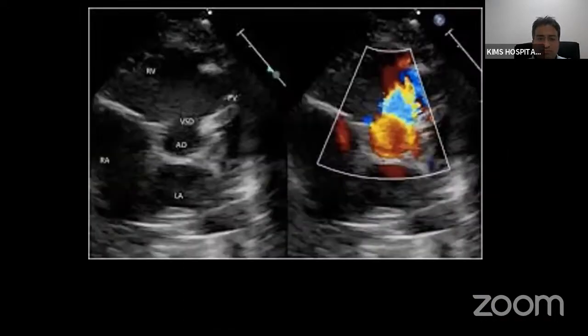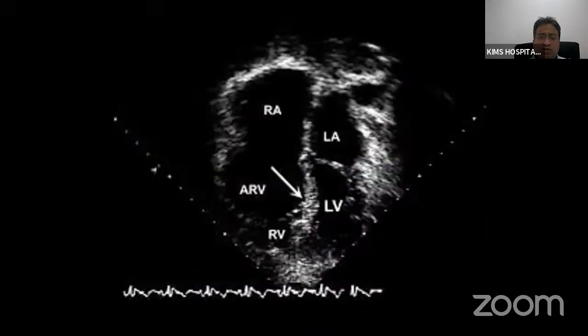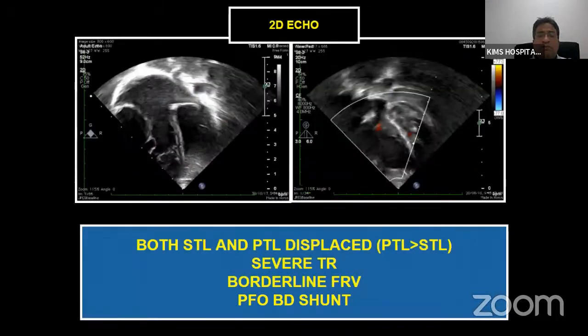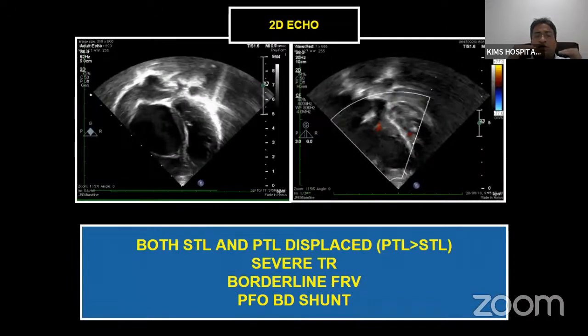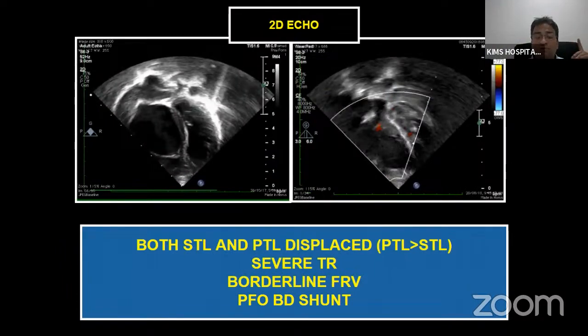So these are the various views which we can tell. Just for the sake of completion, I will tell. See both valves. This is one patient where the valves are not seen properly. One of the leaflets goes very far down on the right side. That is typical of Ebstein's.